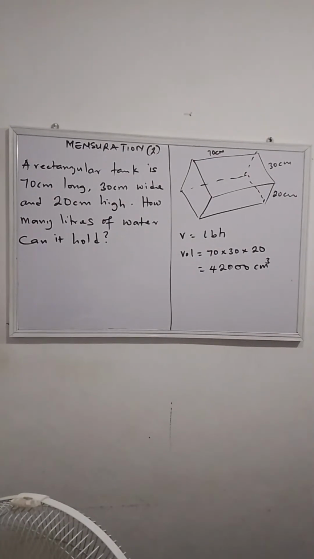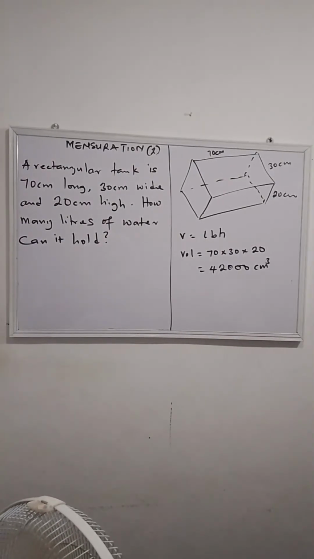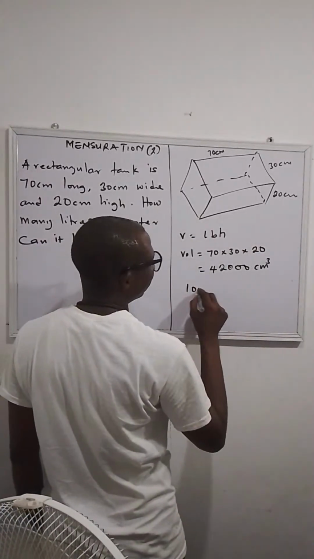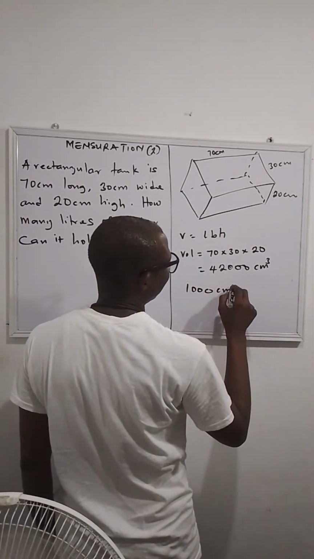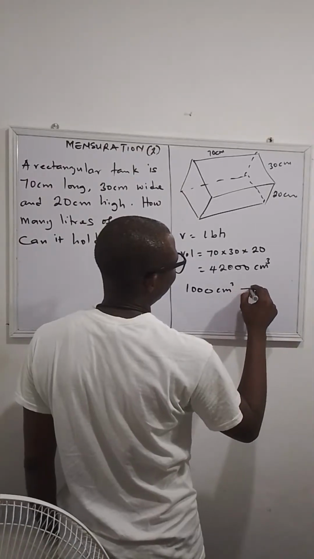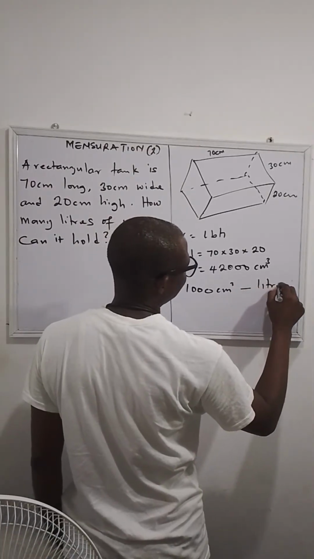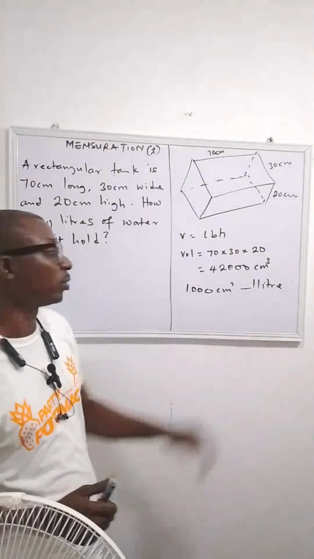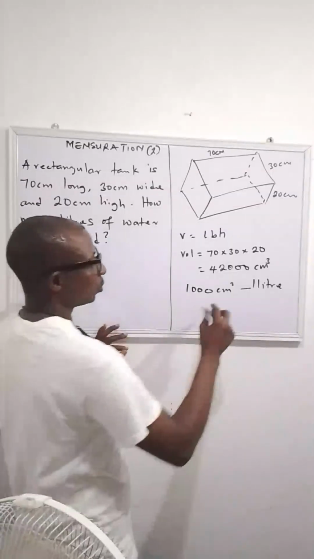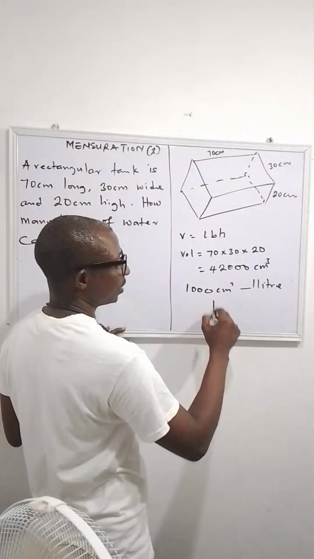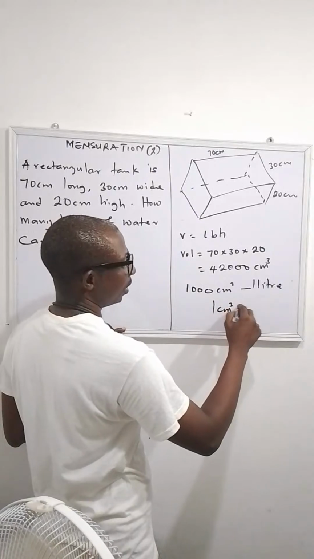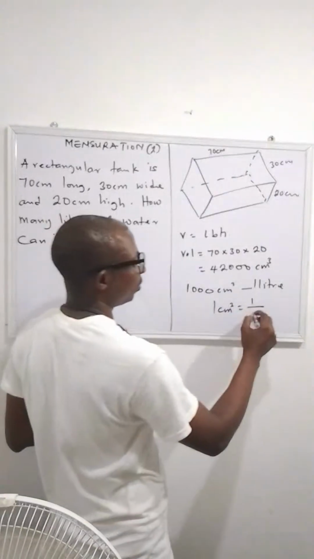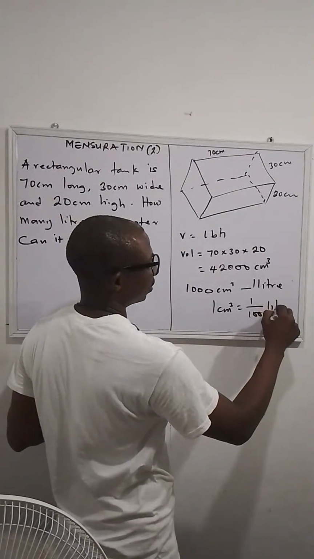1,000 centimeter cube will give us 1 liter. That is it. So now 1 centimeter cube is going to be 1 over 1,000 liters; you just divide both sides by 1,000.